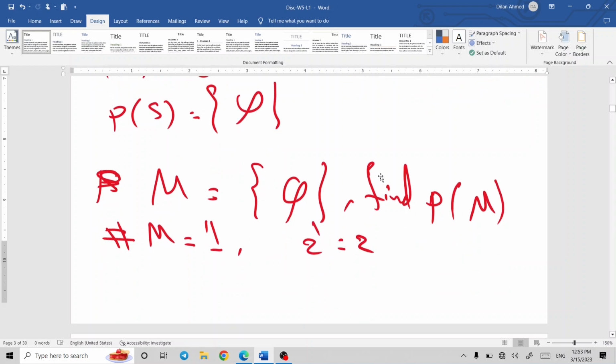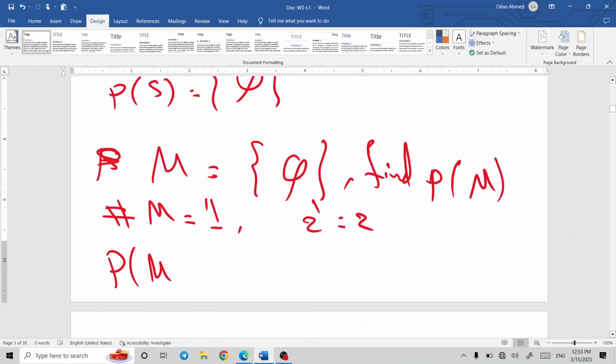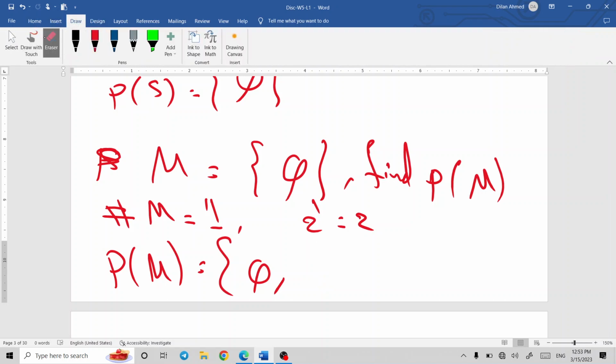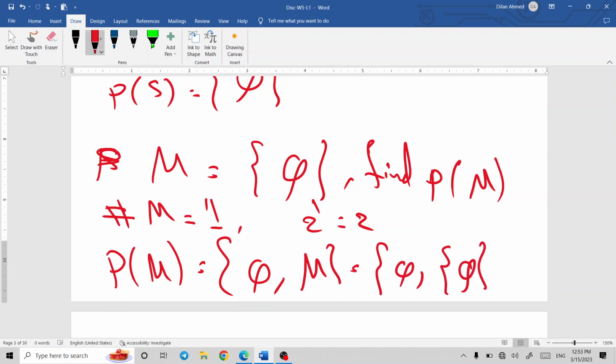So show me the P of M. I say phi, and the set of M. Am I right? The set of M, I can write down like that: M, and you know the shape is like that. So how many elements do you have? 2. You got it, dears?